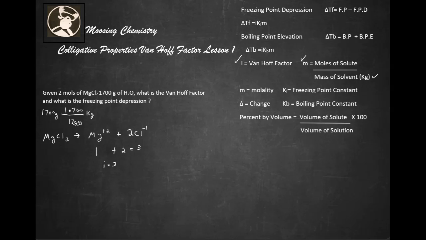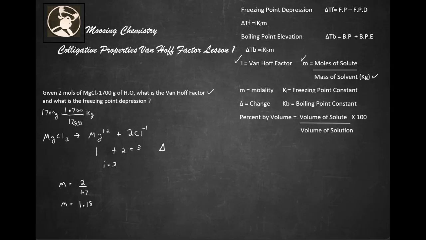Okay, now what we want to do is figure out the molal. So we go m equals 2 moles on top divided by 1.7 on the bottom, and our molal is going to equal 1.18. That's our molal. Now we are ready. So we found out the Van't Hoff factor, and now we're ready to do the freezing point depression.